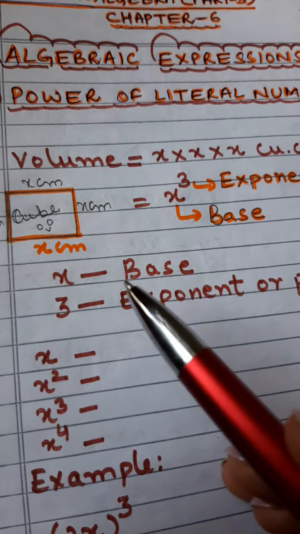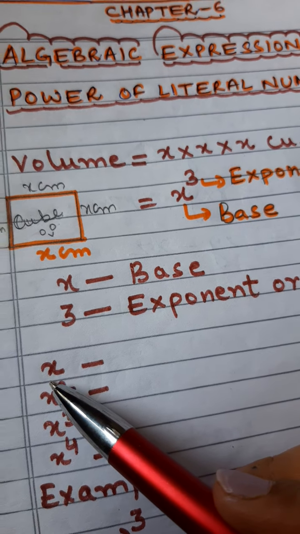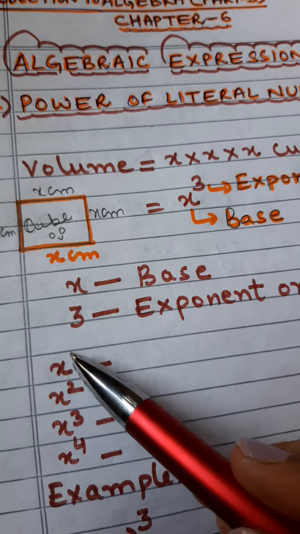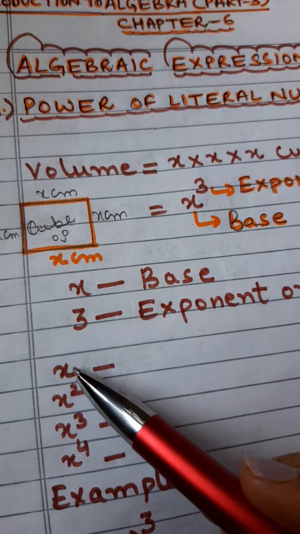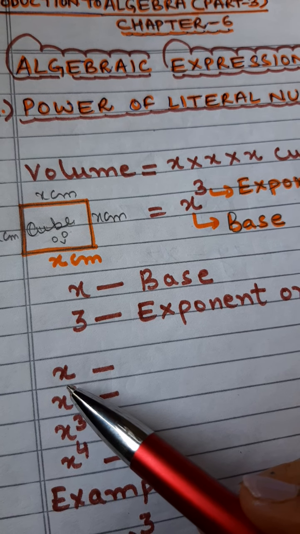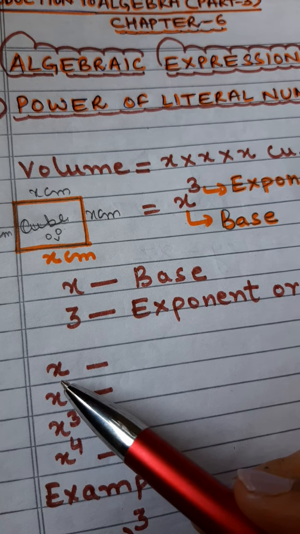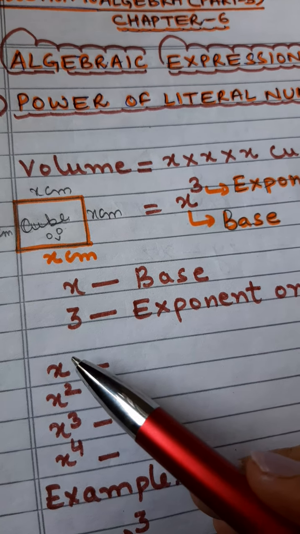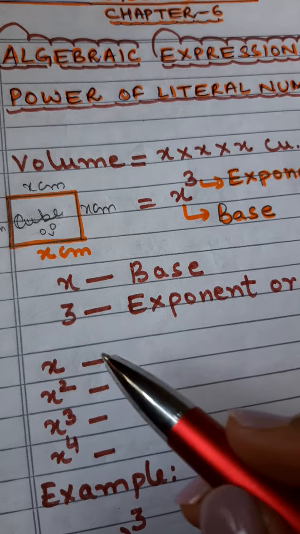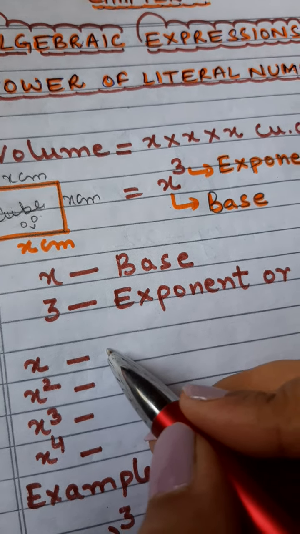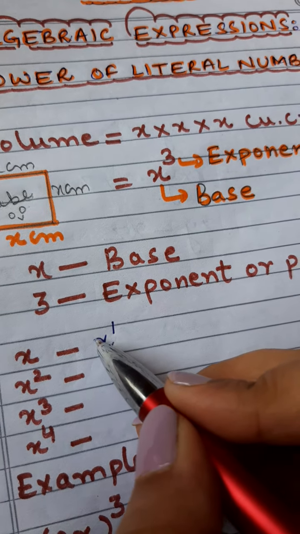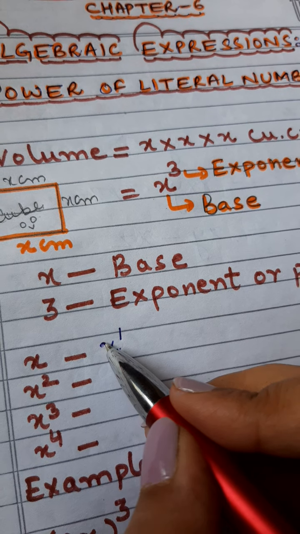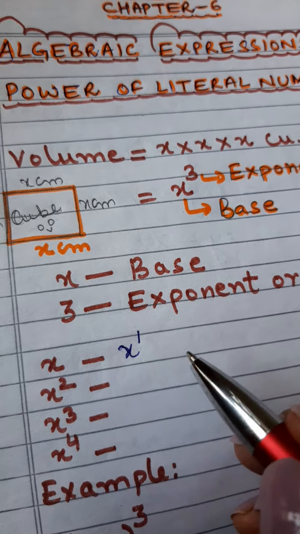Let us understand this more. Here I have written x. Because no power is written over there, we cannot say that it has no power. Whenever no power is written, what do we take? We consider its power as 1. We do not write the power 1, right?